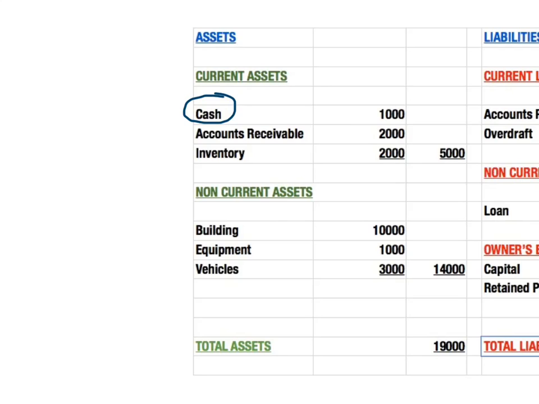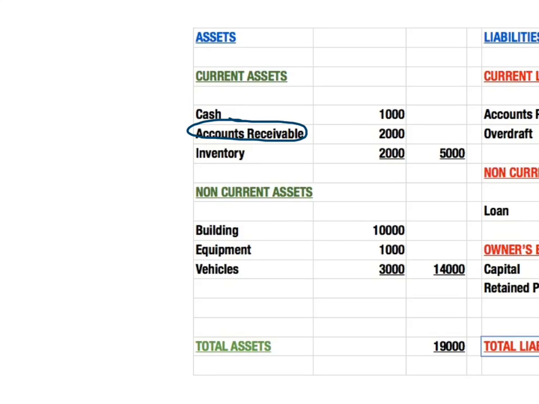Our most current asset is cash. We said that a current asset is one which will turn into cash within the next 12 months. Well, cash is already a current asset. Cash already has been turned into cash, and so it is the most liquid asset that a business can have.